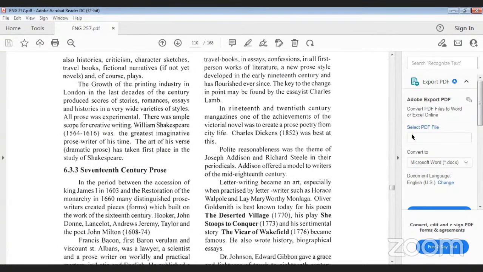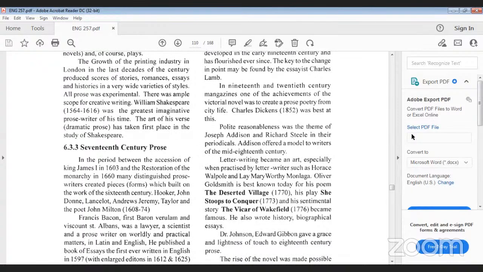17th century prose. In the period between the accession of King James I in 1603 and the restoration of the monarchy in 1660, many distinguished prose writers created new forms which built on the work of the 16th century: Hooker, John Donne, Lancelot Andrewes, Jeremy Taylor, and the poet John Milton, 1608-74.